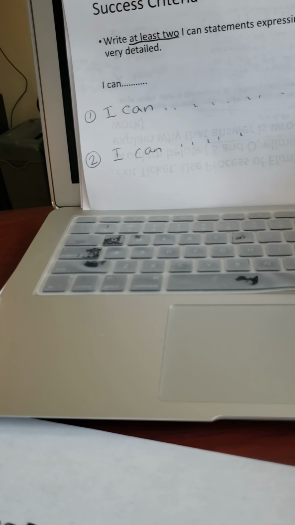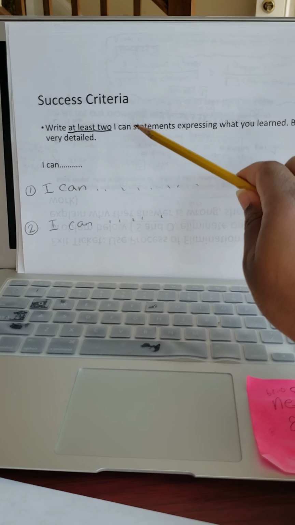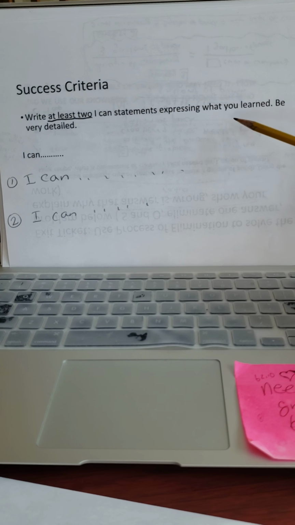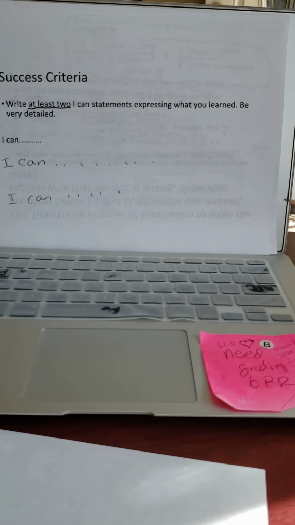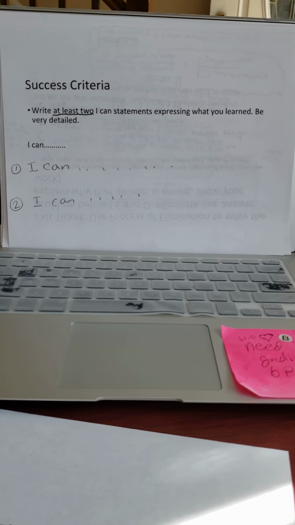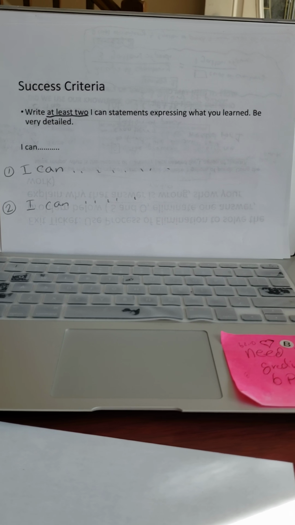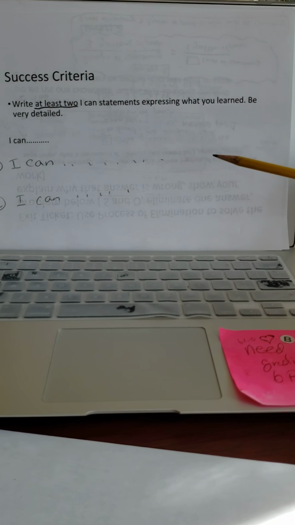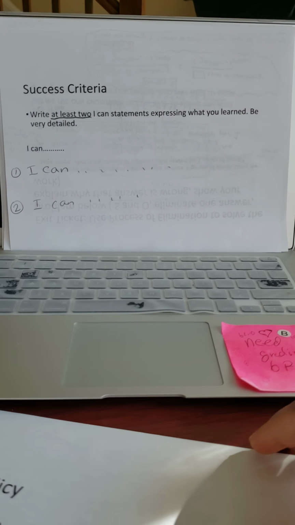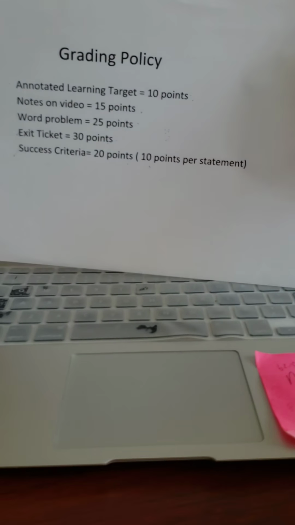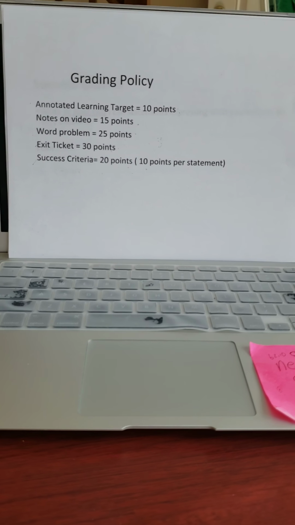Success criteria. We do this every class. Write at least 2 statements expressing what you learned. Be very detailed. And you can use the learning target to help you, but you're not rewriting the learning target. We know that. 2 statements. I had a lot of students send me 1 statement. If you only send 1 statement, you will not get full credit. Okay? And then end with the grade and rubric / policy.